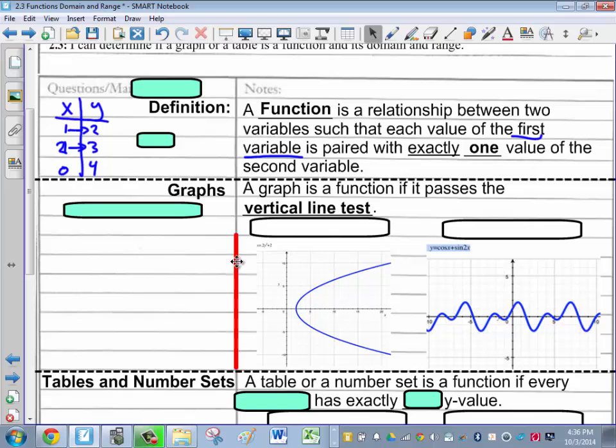So here's the key thing. When you take this vertical line, if this vertical line ever passes over 2 points at once on a graph, that graph is not a function. So as you can see, this vertical line almost everywhere is touching 2 points. It's touching right here and right here at the same time. Because it touches 2 points at the same time, this is not a function.